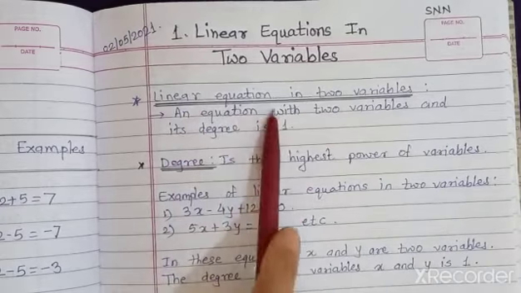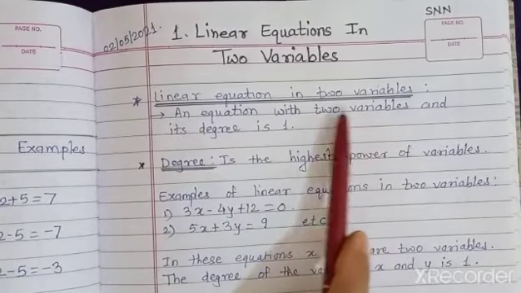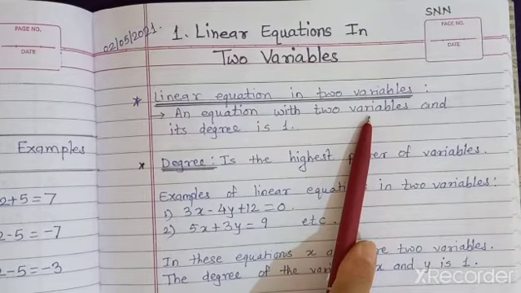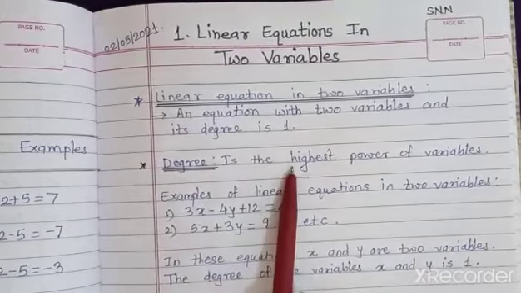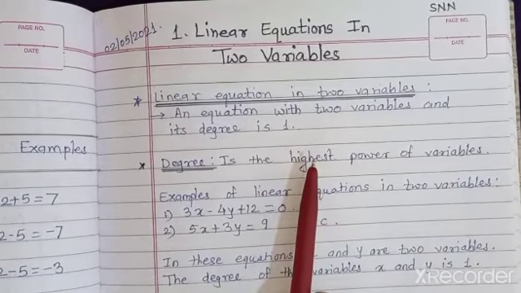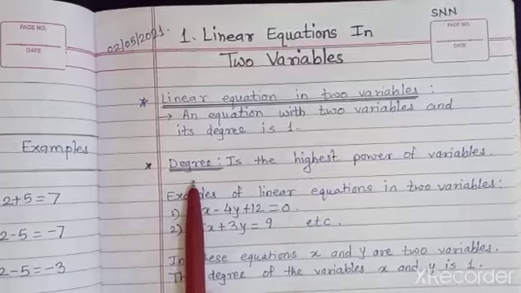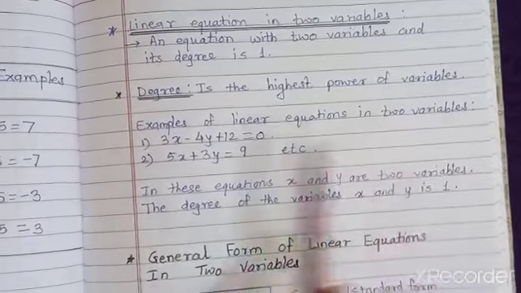Okay. What is a linear equation in two variables? It is nothing but an equation with two variables. It means any two variables can be taken. We can take, for example, x, y as the two variables, or in place of that any other variables, p, q. Likewise you can take, and its degree is 1. What is meant by the degree? Degree is the highest power of variables. It means whatever variables we take, their highest power should be 1.